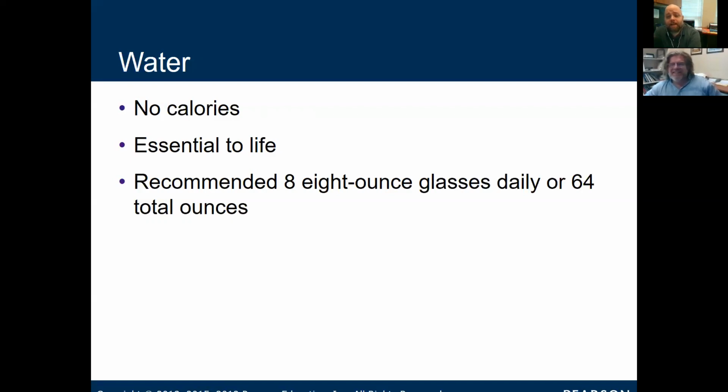But yeah, 8 ounce glasses of water a day. And this is a very general guideline. This 8 glasses of water a day. There is no science to back this up, but this is generally accepted.